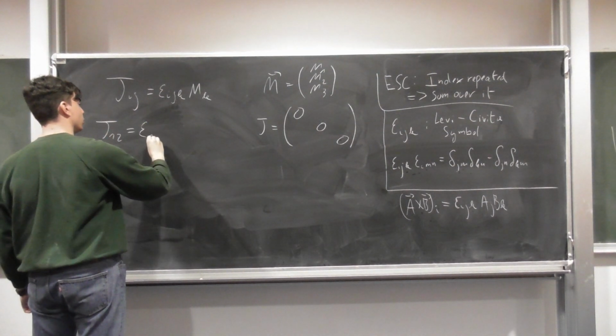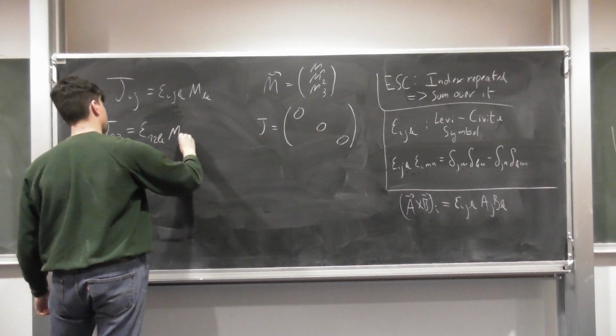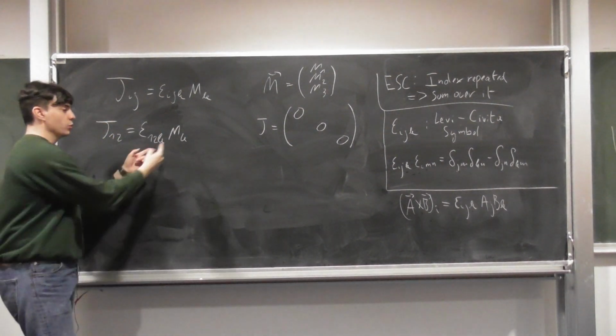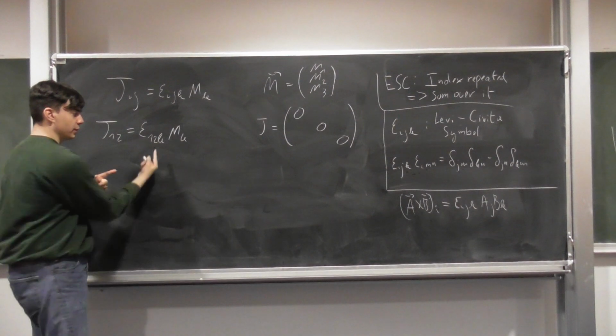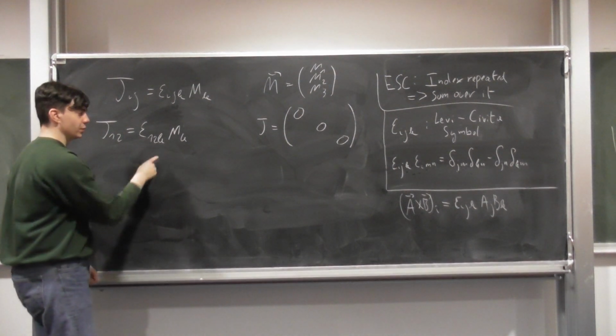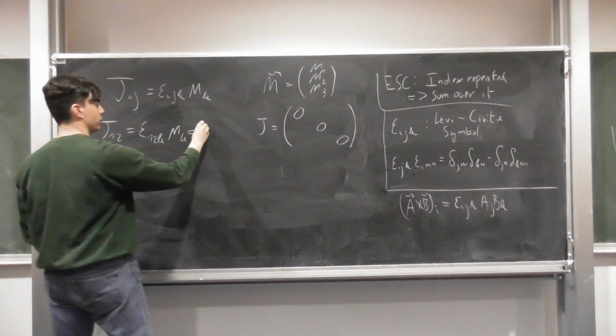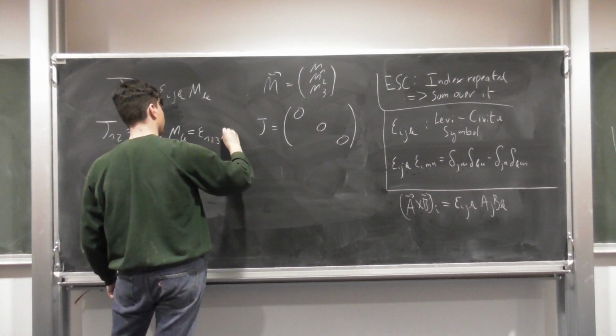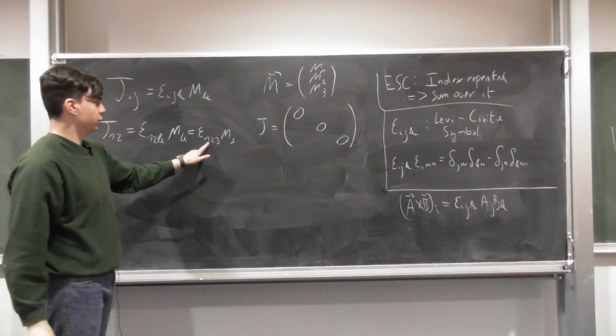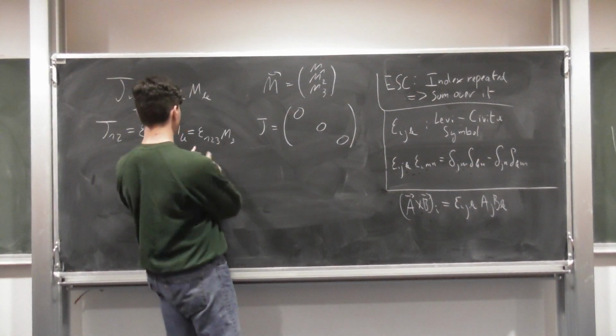That's equal to epsilon 12k m_k. We're summing over k from 1 to 3, but the Levi-Civita symbol is only non-zero when k is not 1 or 2, so it must be 3. So that gives us epsilon 1, 2, 3 m_3. That's just equal to plus 1, so that's equal to just m_3.